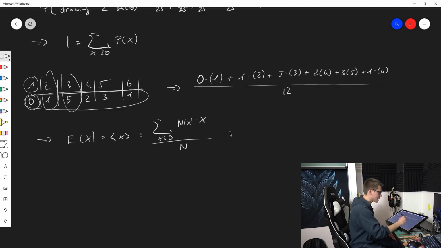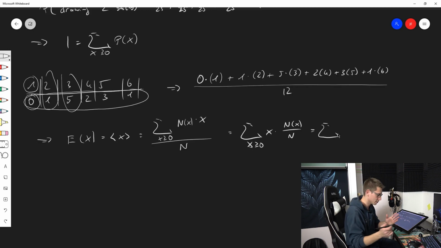Now we can manipulate this a tiny little bit further. The numerator is additive, meaning we can drag the sum to the front. And now what we are going to have is x multiplied by, oh, this is kind of curious, n of x divided by N. n of x divided by N is nothing but our probability of something happening. Isn't that interesting? So the mean, average, expected value is just the event happening multiplied by the probability of the event happening. It's as easy as it is.